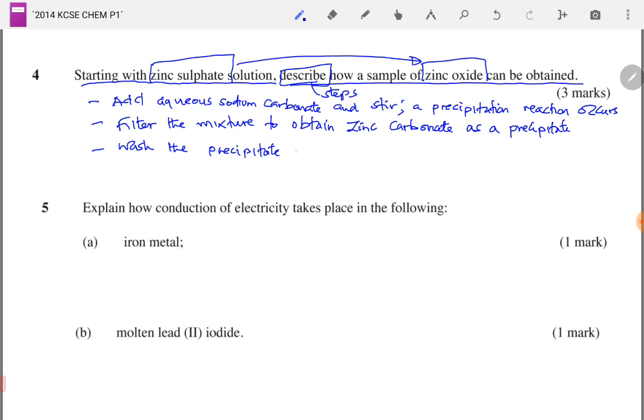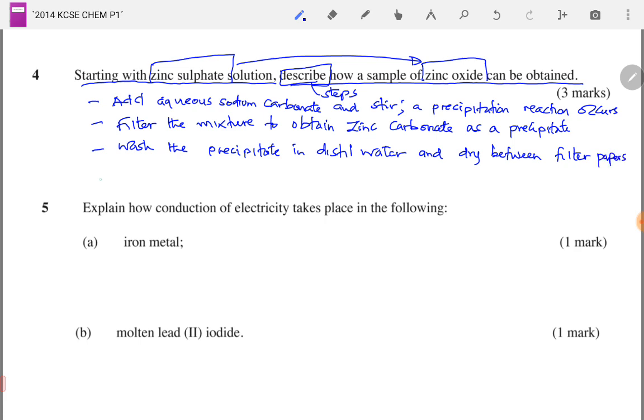Wash the zinc carbonate precipitate in distilled water. And thereafter, once you're done with washing, you dry. Dry between filter papers.